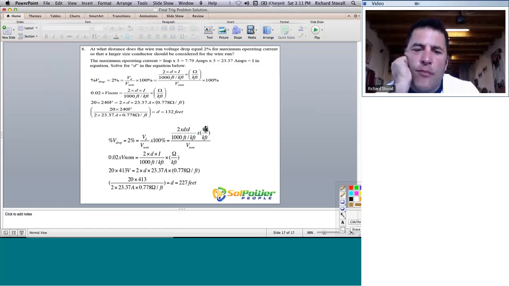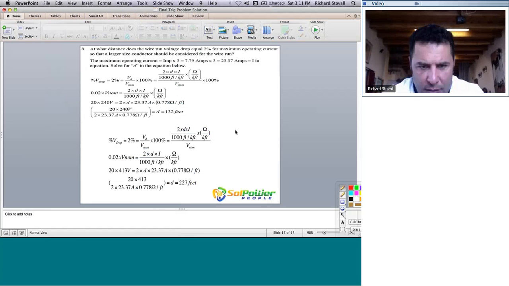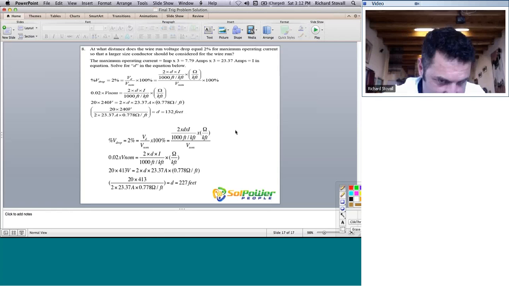Okay, so you would need to go 227 feet before you needed to go up one conductor size to not lose more than 2% of voltage drop in the conductor at this conductor gauge given this level of voltage. A very strange way to state the problem.